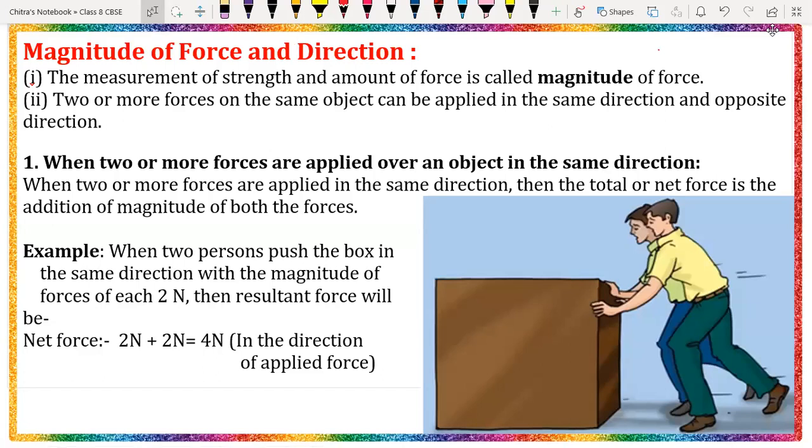So in the last class we discussed force and its causes. Today we are going to discuss the magnitude of force and its direction. It is a really important part, so do concentrate on the video. So, the measurement of the strength.